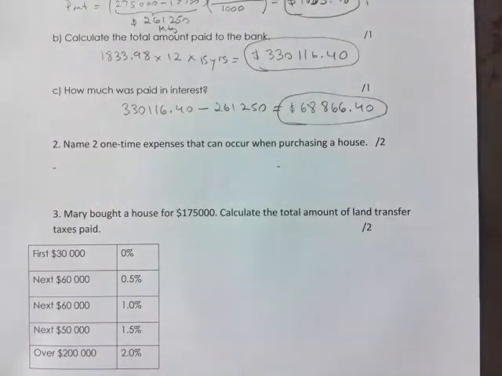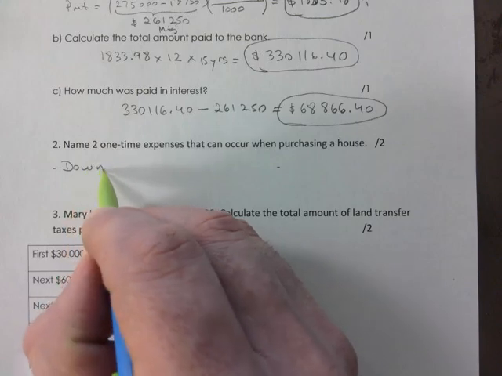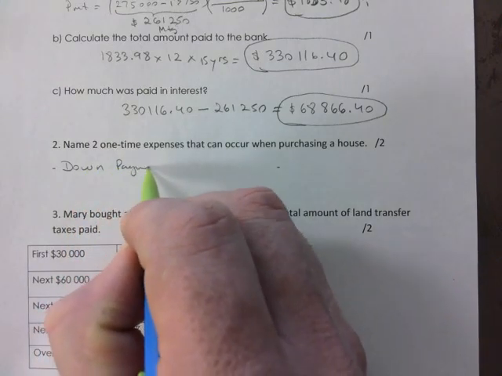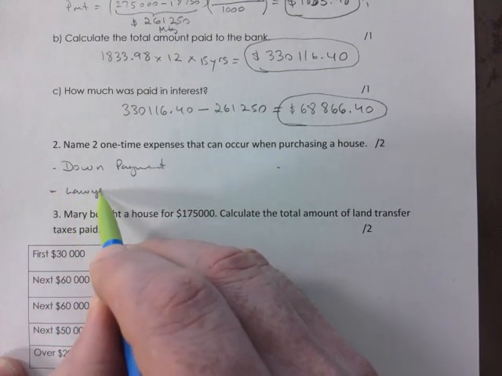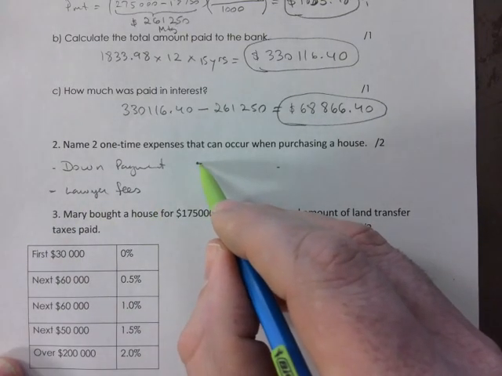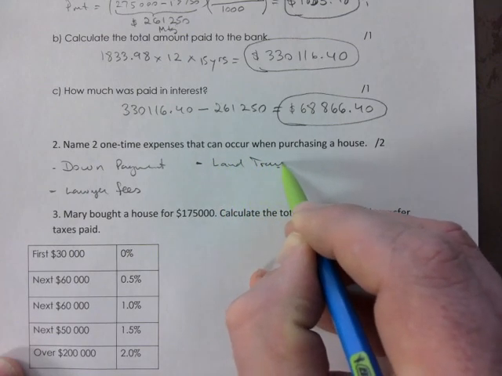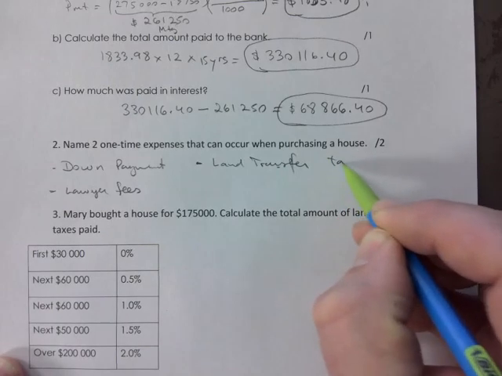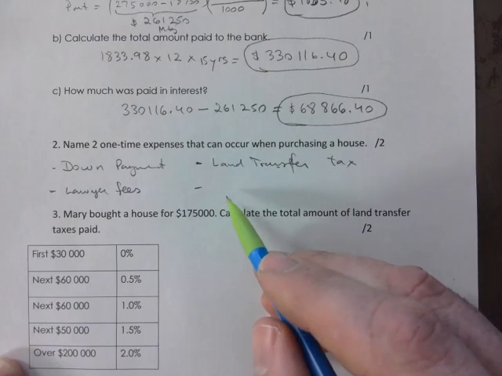2 one-time expenses that can occur. You can actually use the down payment if you wanted to. Lawyer fees, legal fees, it's the same thing. You could do land transfer tax. Have a few on your study sheet, please. This goes back to page, some of you probably know which page. There's a page with a bunch of one-time closing costs.